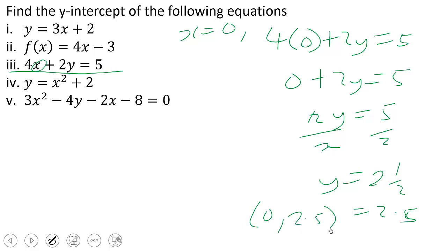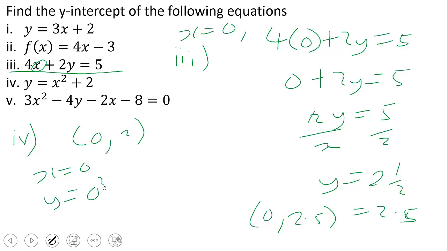Then for the fourth, right away you can see that the y-intercept is supposed to be (0, 2). But you can still plug in x equals 0 to calculate for it. So y will be equal to 0 squared plus 2. So y will be equal to 0 plus 2, which is 2. So the y-intercept is (0, 2). x equals 0, y equals 2.